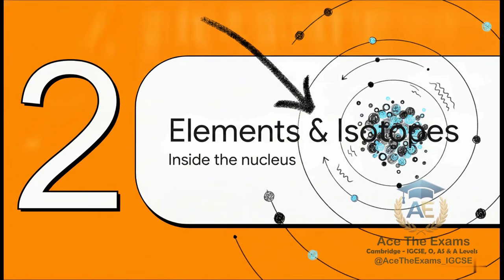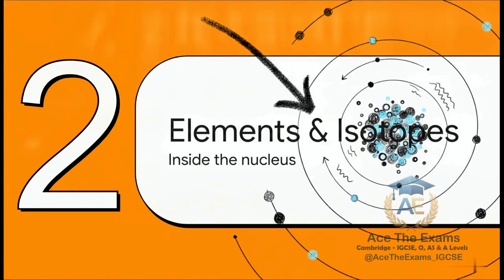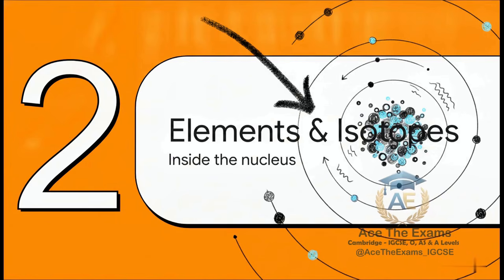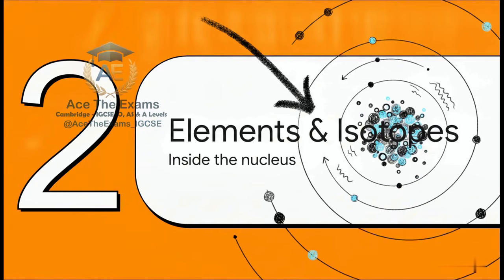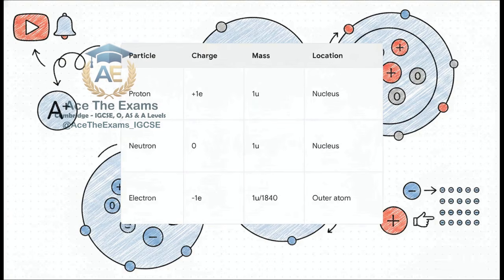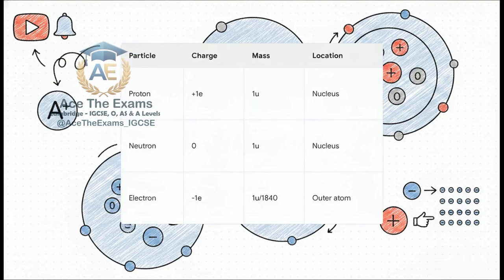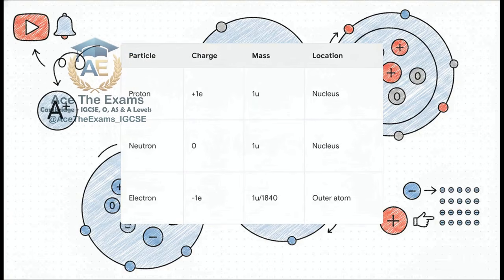Moving right along to Section 2, elements and isotopes. Now that we know the nucleus is there, we need to zoom in and see exactly what lives inside it. All right, let's meet the core subatomic players. The nucleus of an atom has a structure primarily made up of protons and neutrons.